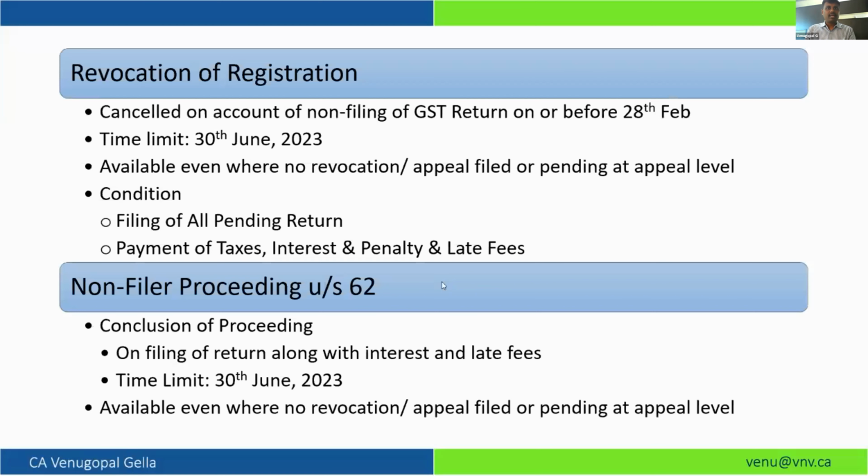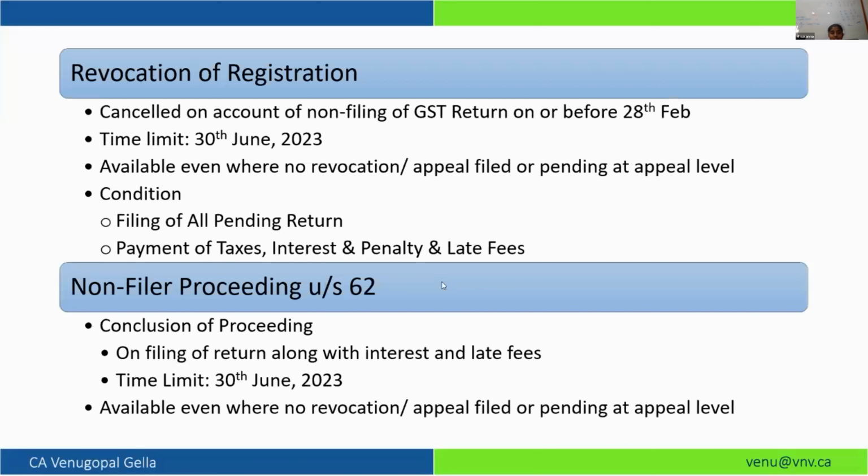To do this, assuming your cancellation happened, let's say, in September 22. Before you hit the revoke button, whatever the pending returns which need to be filed, you have to file. Only then the revoke button will be activated. After it is activated, within 30 days, you also have to regularize the return. You will have to pay the taxes, interest, penalty, if any, and late fees, which are applicable. Only then the officer will put the status back. Even if you file nil returns, but you file the returns, the registration becomes active and restored.